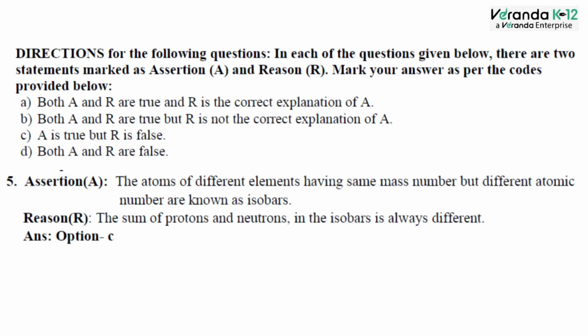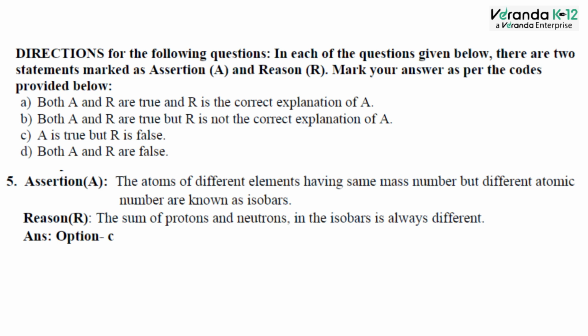Assertion is true but reason is false. The question says the sum of protons and neutrons in the isobars is always different, but here the reason is false, because the reason should be that in the isobars it is always same. So the reason should be the sum of protons and neutrons in the isobars is always same. That is why the reason is false. So assertion is true but reason is false.